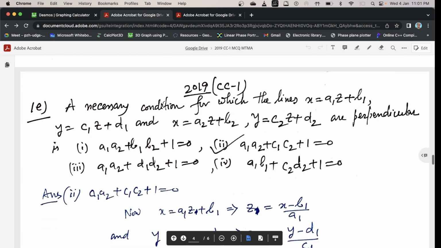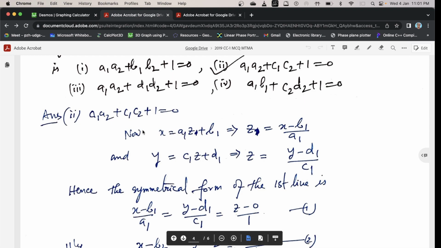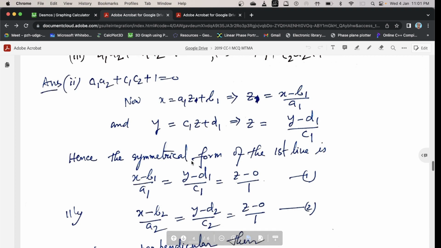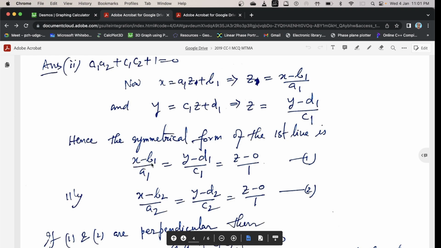From the first line, x = a1z + b1, we can write z = (x − b1)/a1, and y = c1z + d1, so z = (y − d1)/c1. Combining, we can write the symmetrical form of the first line: (x − b1)/a1 = (y − d1)/c1 = (z − 0)/1. So this is the symmetrical form of the first line.